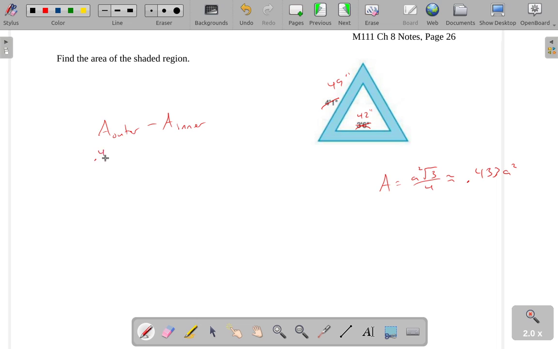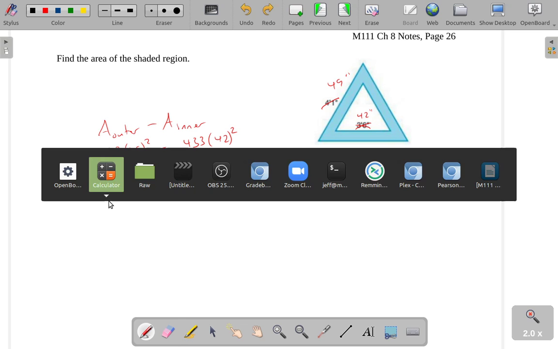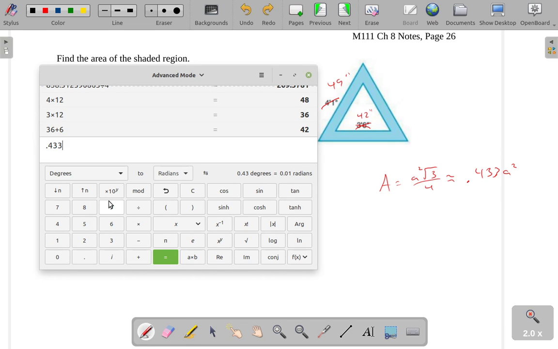So we'll go 0.433 times the side of the outer, that's going to be 49 squared, minus the area of the inner, that's 0.433 times 42 squared. So I'm applying this formula, 0.433 a squared, twice, both for the area of the outer triangle and the area of the inner triangle. So let me just go ahead and type this whole thing into the calculator: 0.433 times 49 squared minus 0.433 times 42 squared, which gives me 275.821.